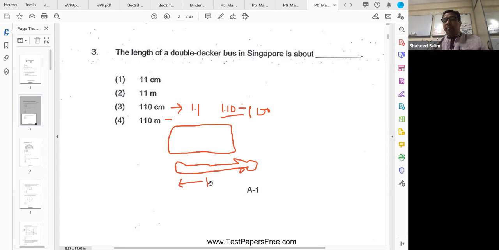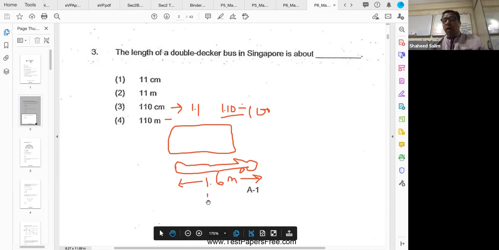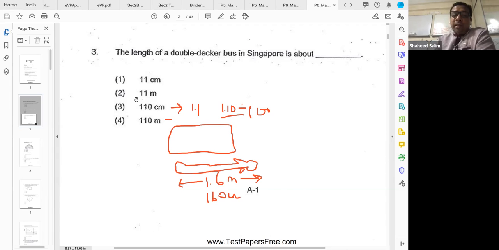Maybe 1.6, maybe. 1.6 meters or 160 cm. It cannot be that the double decker is shorter than you. How do you get in? You can't. This is not a motorbike. So this one is out.